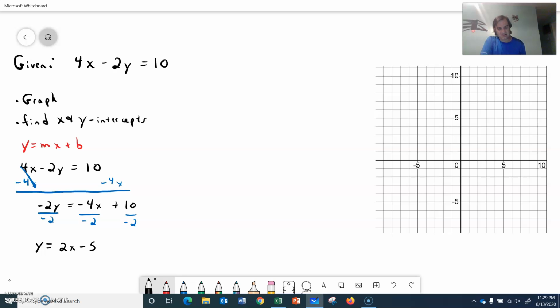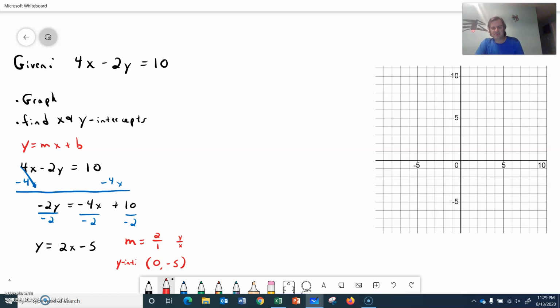I can go from there as saying there is a slope or an m of 2 over 1. Remember, that's a y over x, just to talk about the movement. And then there's a y-intercept of the b part, which is 0, negative 5. So I can use that to graph, and I will.